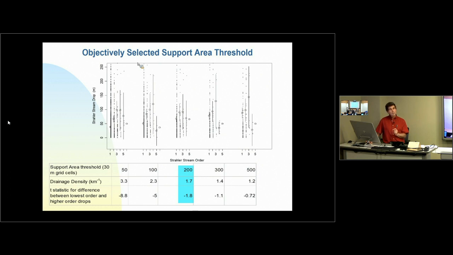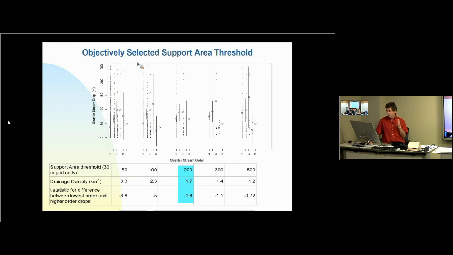You can also do the t statistic, and it's showing that at the 50 threshold, there's a significant difference between that point and all of the others, notwithstanding that there's a few points down here. They don't have a lot of weight in the statistics. But once we get up to a threshold of 200 grid cells, the t value is minus 1.8, an absolute value of 1.8, just less than 2. So we would say there's no statistical difference between the first order streams and the higher order streams in this case. And then as we go to higher thresholds, that also bears out.